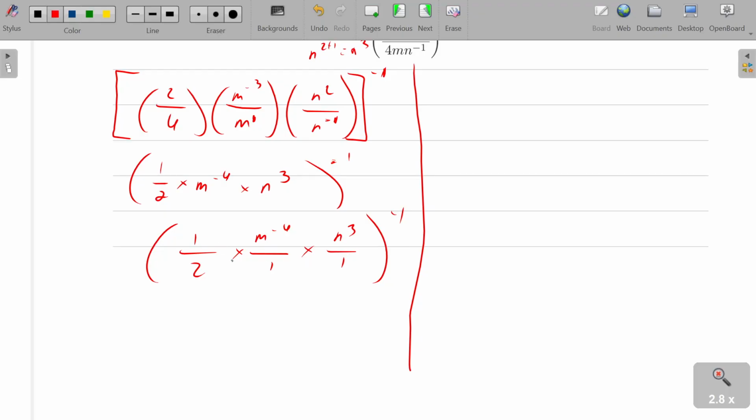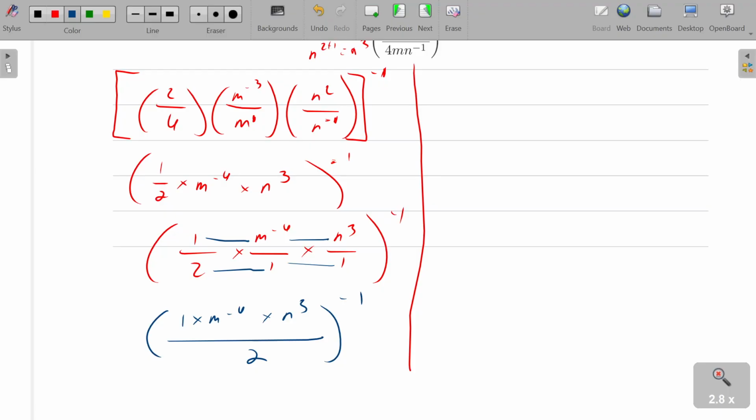When you write your multiplication as a fraction, you're able to apply the multiplication very easily, because when you multiply, it's just a matter of multiplying the top with the top and the bottom with the bottom. Everything multiplies linearly, in a straight horizontal line. So that becomes 1 multiplied by m to the power of -4 multiplied by n to the power of 3, and then 2 times 1 times 1, which is just 2, all raised to the power of -1.